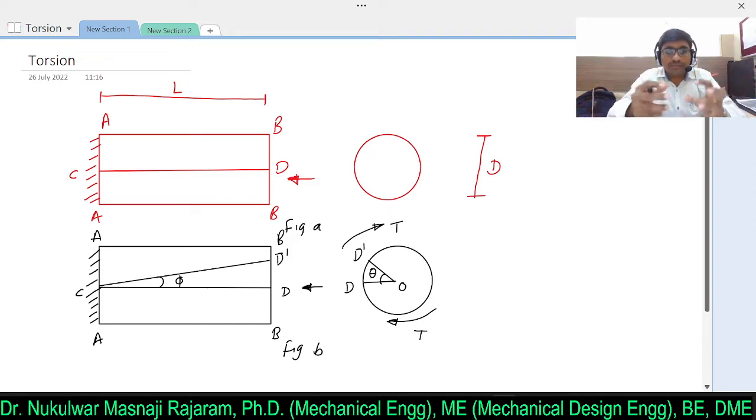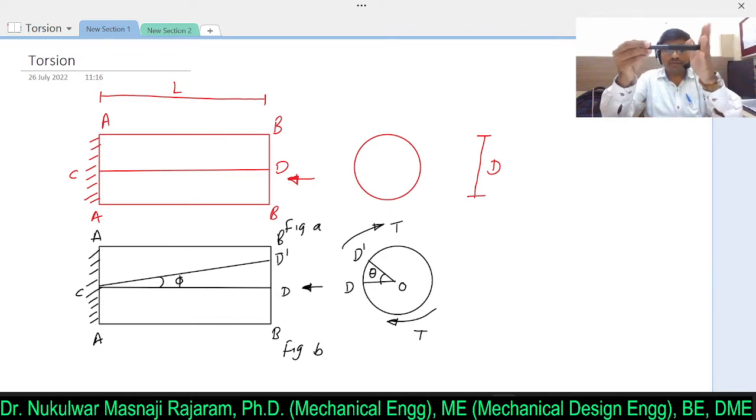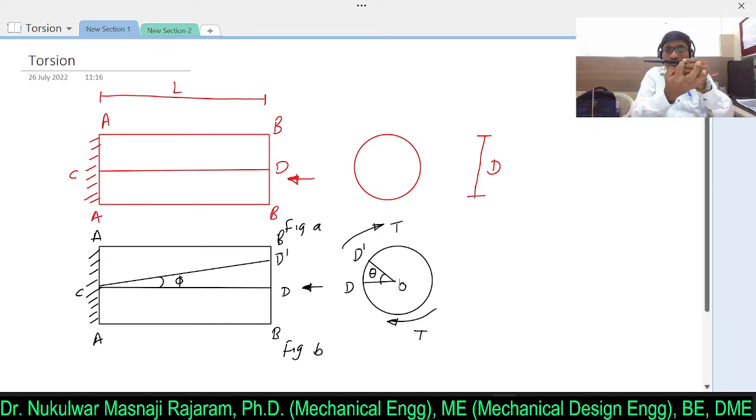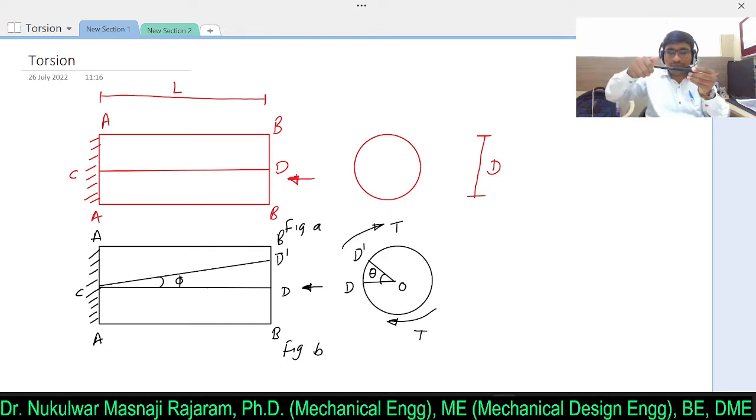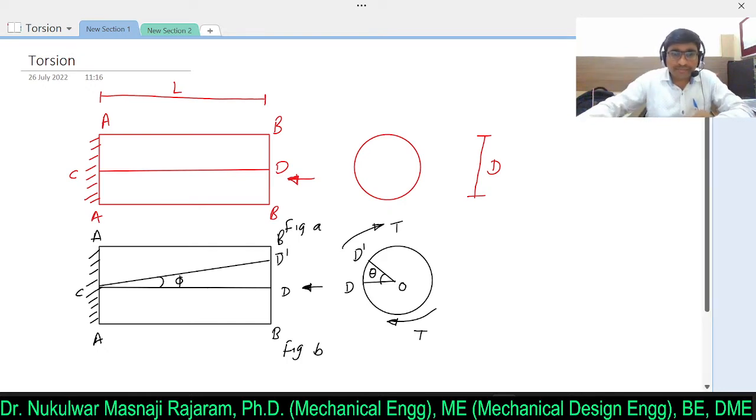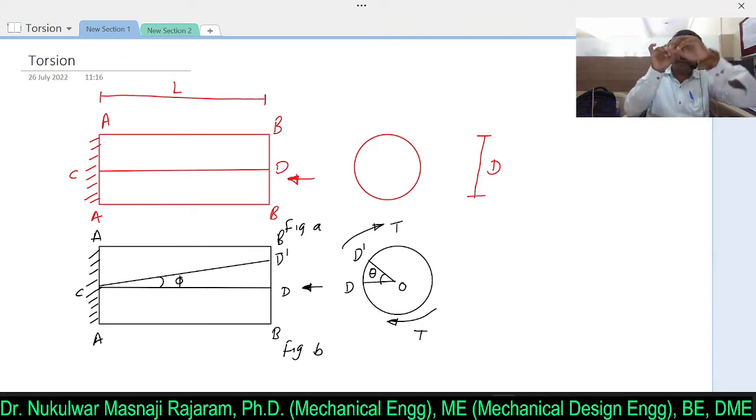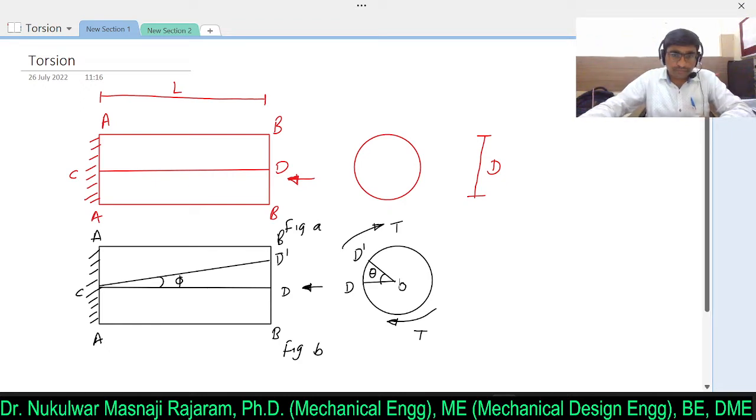Simple. So this is a simple case: a shaft fixed at one end, and we apply the torque at this end. Then the line which was earlier on the center line, at the circumference, if we draw a line CD, when we apply a torque, it gets shifted from D to D dash. So at this cross sectional area, from this view you may observe that it is getting twisted because of the torque value. Clear?